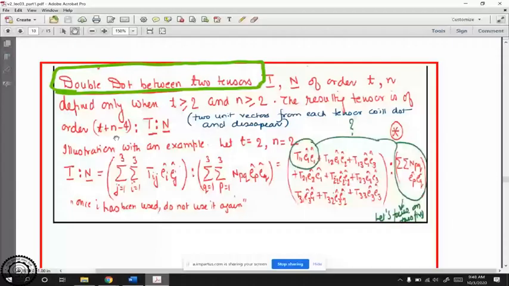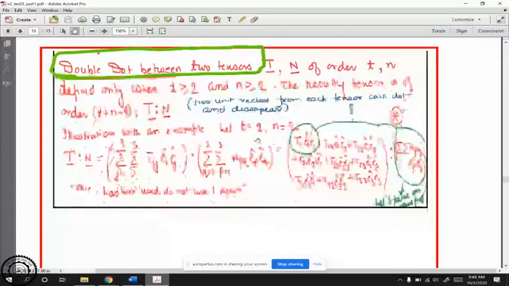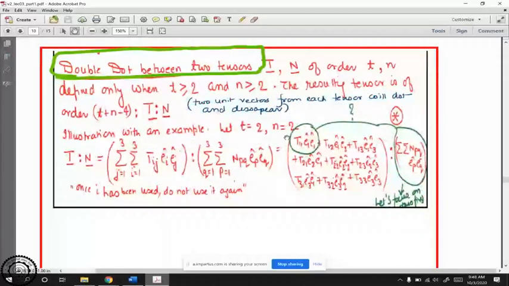Why am I saying minus 4? Because two tensors from either side, from T and N, will be sacrificed doing those two dot products. So we expect the order to be t plus n minus 4. Illustration with an example: let t equal 2 and n equal 2. You have T double dot N. I'm writing T as a summation over i and j, and N as a summation over p and q. Again, the same thing: ij taken, never repeat ij again. Take new indices for summation, otherwise it will become a mess.